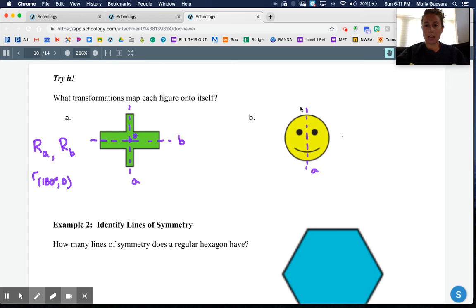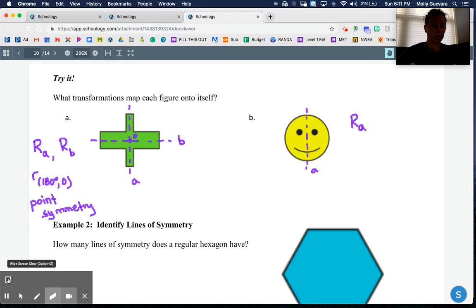For B, I just have this line right here. So I have reflection over line A, and that's it. That's all I have. There's no rotational or anything like that. And then I want to make a little note here, because this does have rotational of 180, this is point symmetry. It has point symmetry. Just as a little note here.